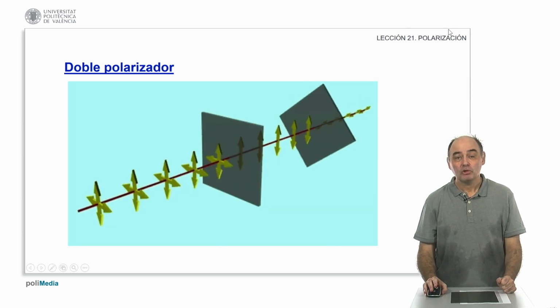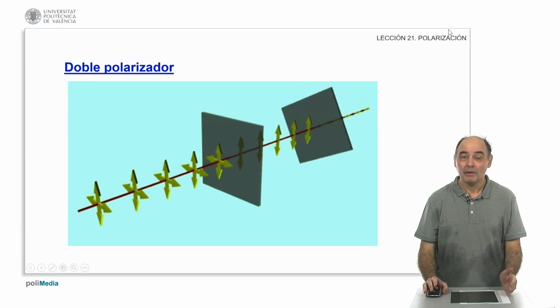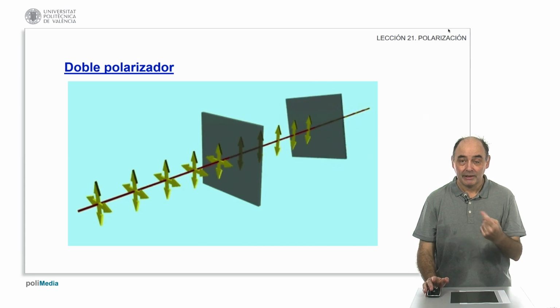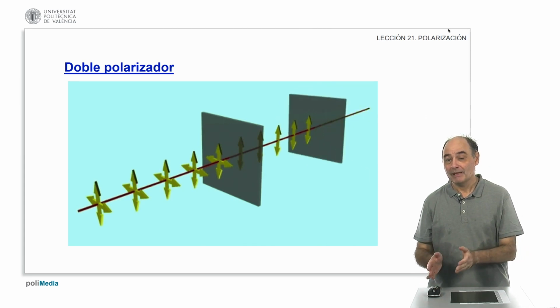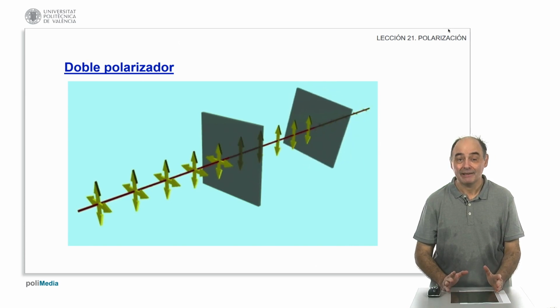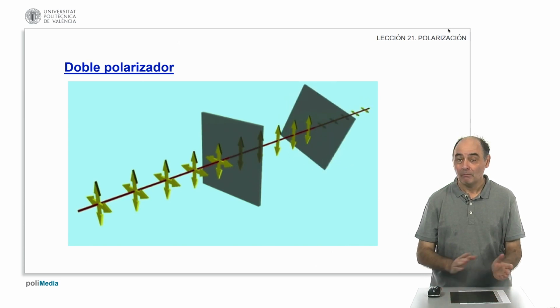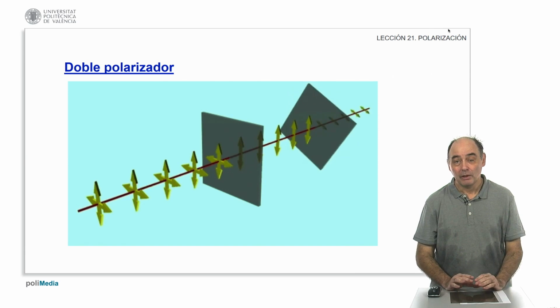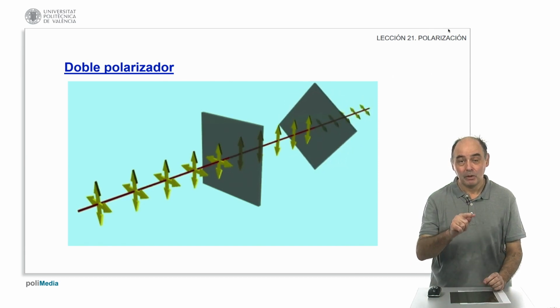And what happens if we use two polarizers? Here we have an example in which a non-polarized electromagnetic wave would arrive, represented by crosshairs, that is, by a vibration both vertically and horizontally. The first polarizer has a vertical transmission axis, so that it only passes, we see in the intermediate section, the components that vibrate vertically.